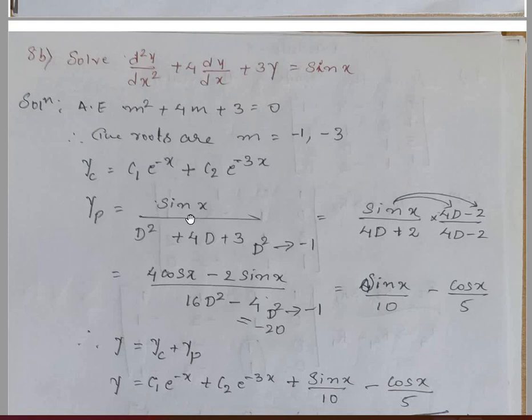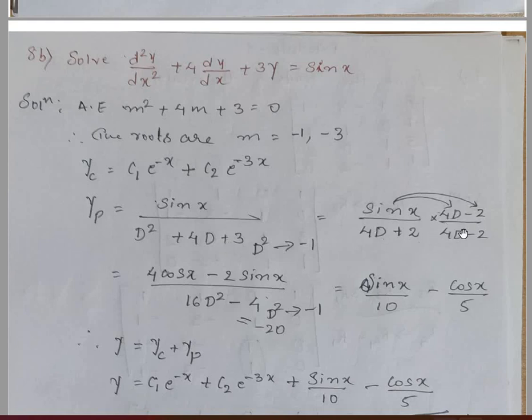And yp is sin x divided by D square plus 4D plus 3. Since the value of a is 1 here, replace D square by minus 1 square, that becomes minus 1. In the place of D square, I am going to replace the value as minus 1. So minus 1 plus 3 is plus 2. So the denominator will be 4D plus 2.